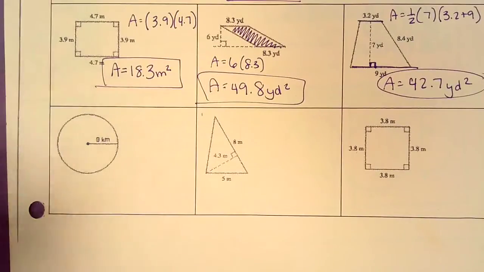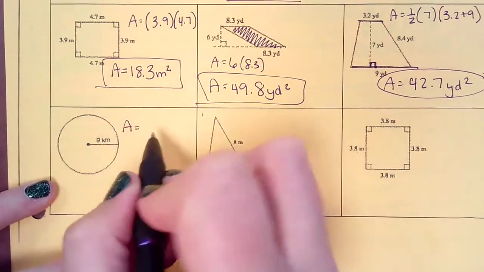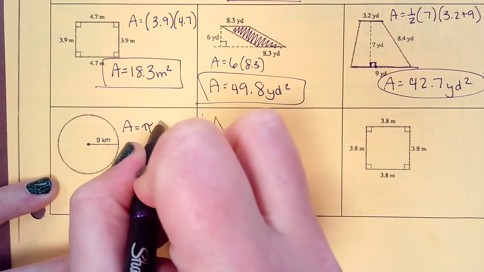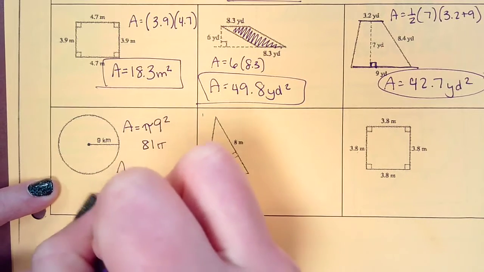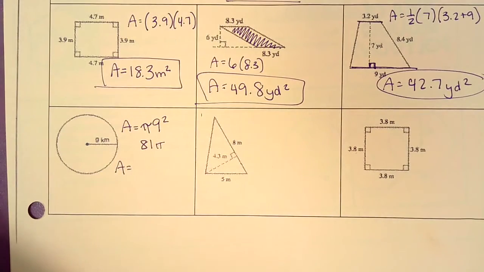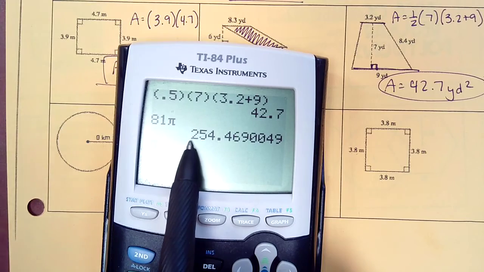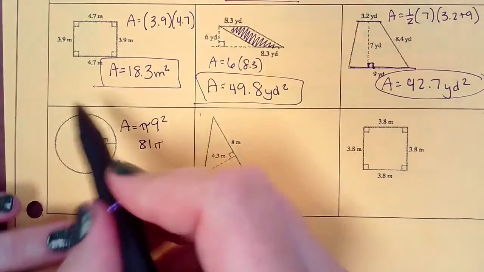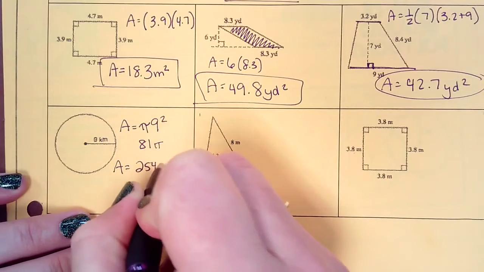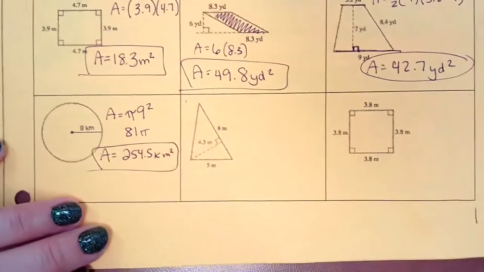Pause the video and try the last 3 on your own. Okay, hopefully you've paused it and tried this one on your own. This is a circle, so it's pi r squared. So pi times 9 squared, so 81 pi. Plug that into your calculator. 254.46, so 0.5 kilometers squared. Okay, next one we have a triangle here.